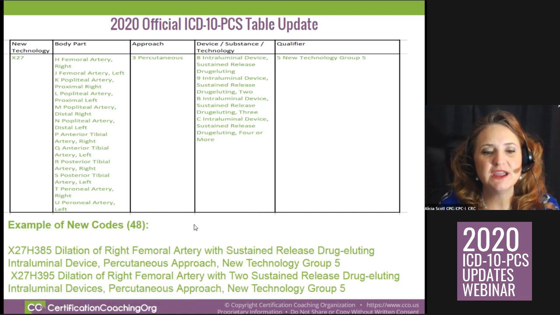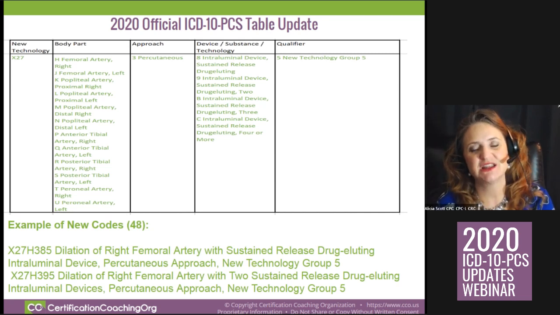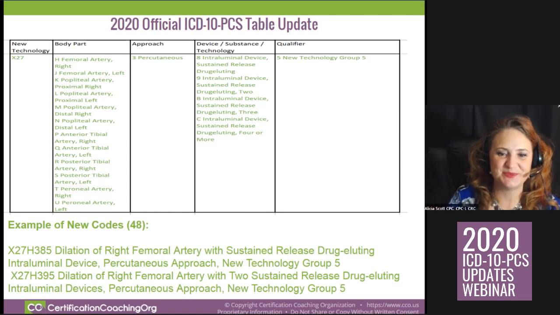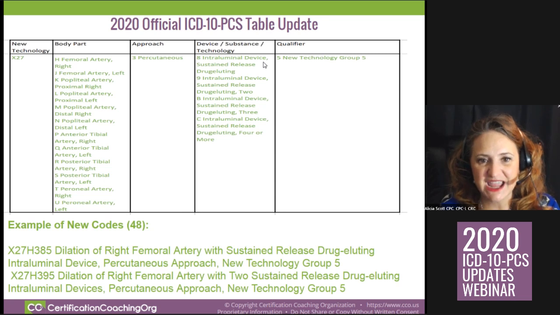Now we've got 48 new codes for dilation of right femoral artery with sustained release drug-eluting intraluminal device, percutaneous approach, new technology, group 5. What does this mean? They're dilating and putting in a stent. But all of this has been added. So X27 is new, and because of that, we have a list of all of these body parts that we can do this to. Our approach is percutaneous, but what are we going to put in? We could do all of these. We can do an intraluminal device, sustained release.